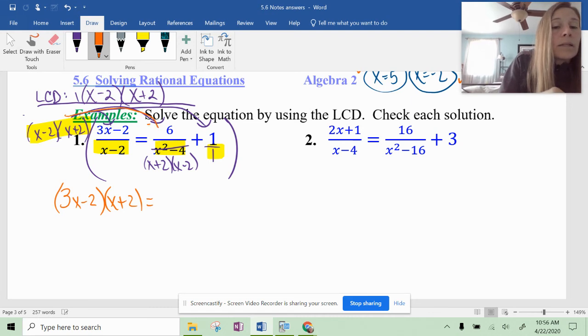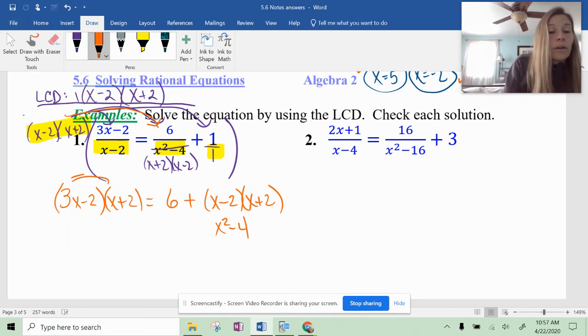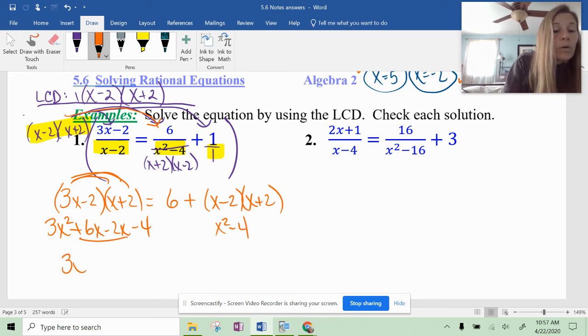Then when we multiply to this middle term, both of them cancel, so we just have 6. But when we multiply to the 1, nothing cancels, so we have x minus 2 and x plus 2, which you might remember is really x squared minus 4, right? So now we're going to FOIL over here. So we get 3x squared plus 6x minus 2x minus 4, like terms in the middle.